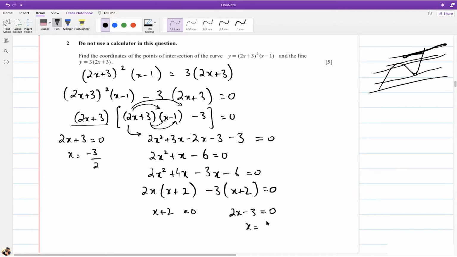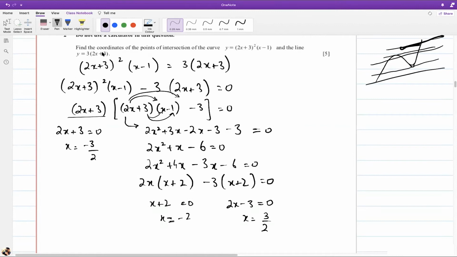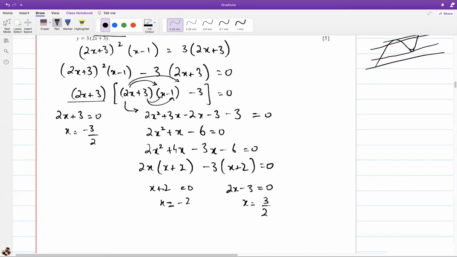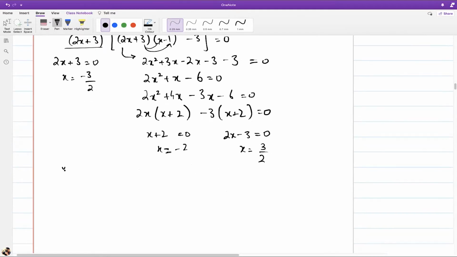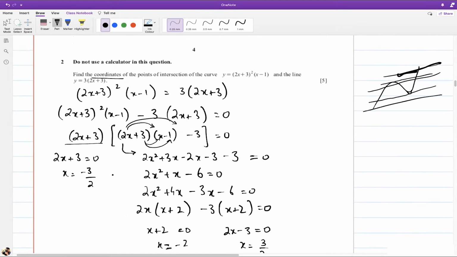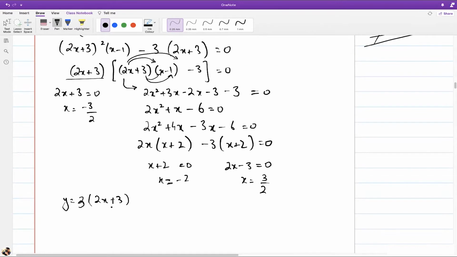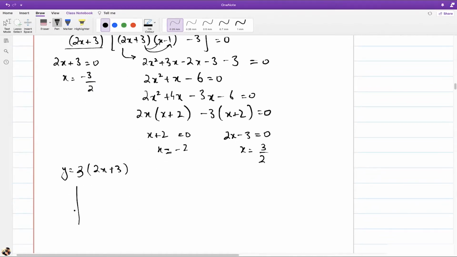Now you'll notice that I'm getting minus 3 by 2, plus 3 by 2, and minus 2 here. And that's my 3 answers. But they ask us for coordinates of points, not the x values. And that is what many students might forget. So for that, you just put them in the equation. So I'll just put them in maybe this one, 2x plus 3. So for x equal to minus 3 by 2, minus 2, and 3 by 2, plug that in there and you'll get your answer for y.